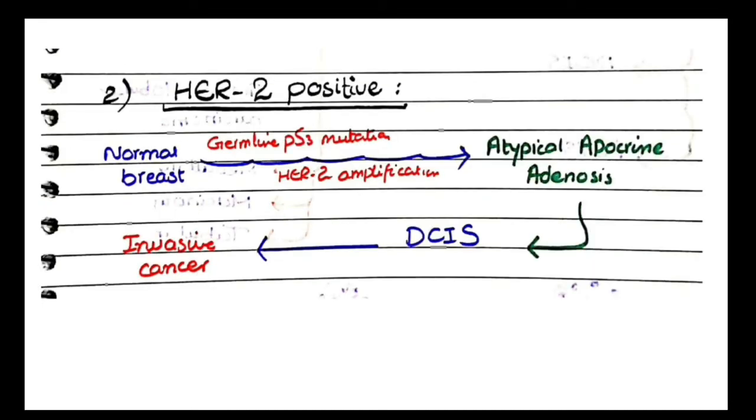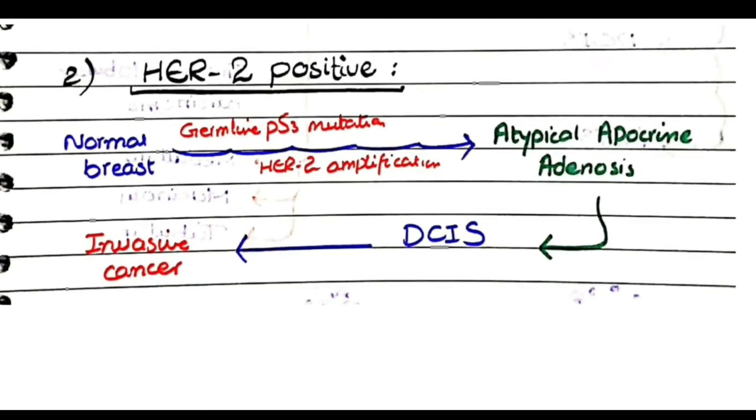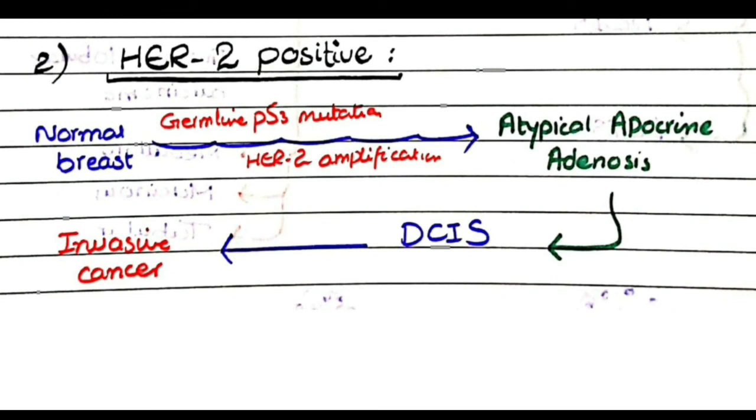After that, let's see HER2 positive tumors. In HER2 positive tumors, the initial precursor lesion is atypical apocrine adenosis. It is also a proliferative breast lesion which converts into ductal carcinoma in situ and then into invasive cancer. The culprit mutations in HER2 positive tumors are HER2 amplification, obviously, that is why it is known as HER2 positive tumor, and germline P53 mutations.